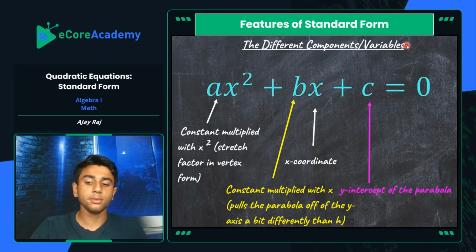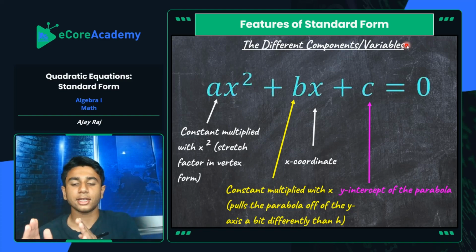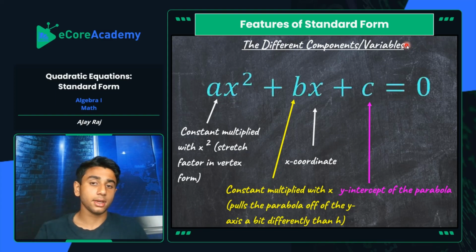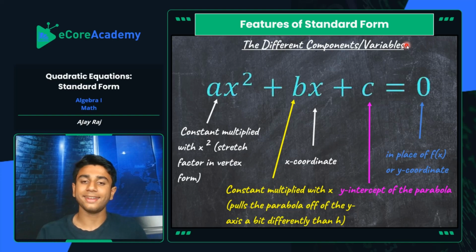And finally, we have c, which is, of course, the y-intercept of the parabola being added to that whole entire equation, ax squared plus bx. It's just like you would in a linear equation, adding that b at the end of your linear equation, y equals mx plus b. You're doing the same thing with c. And of course, 0 is just in place of f of x or the y coordinate, f of x being the same thing as your y coordinate. I'll explain why exactly we do that in our later videos in this quadratics unit.